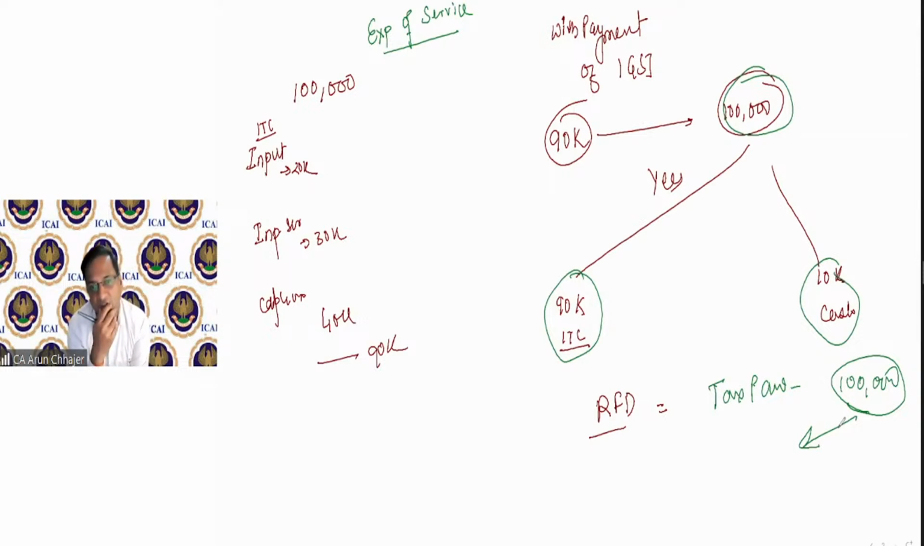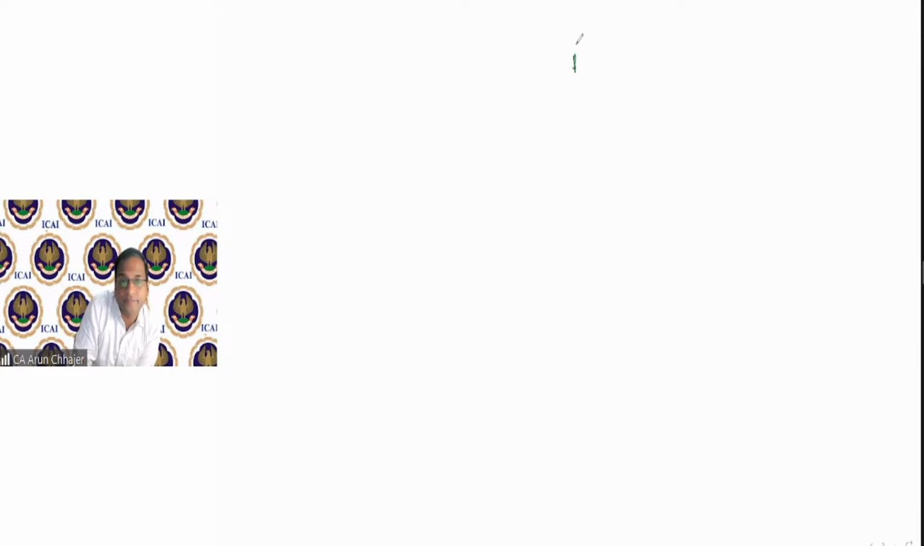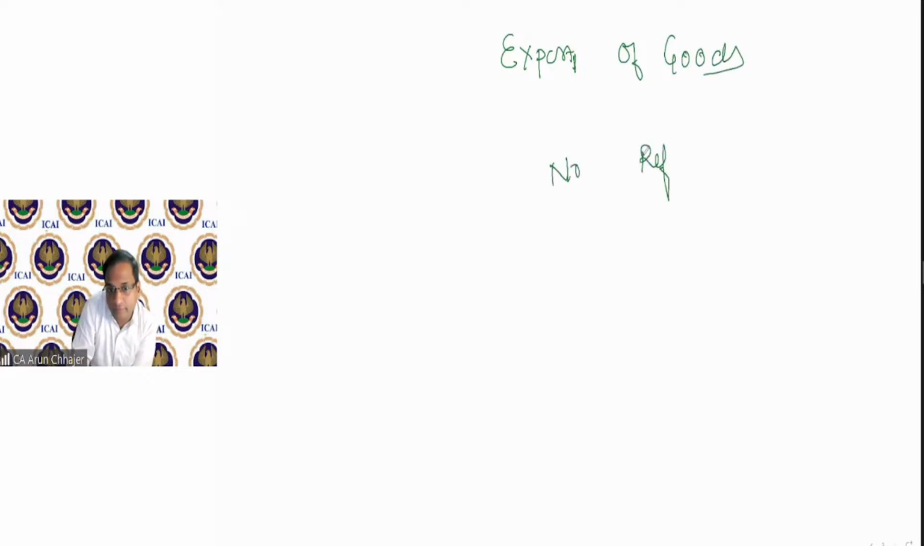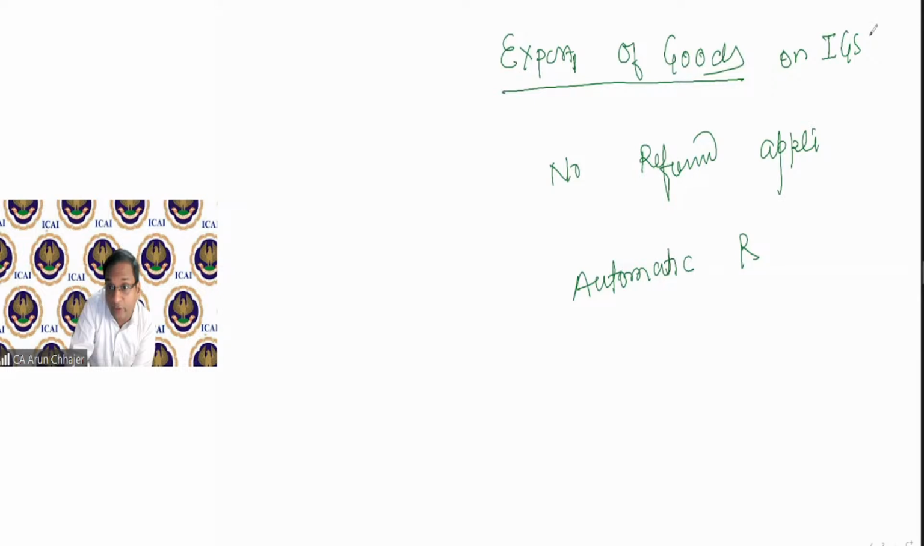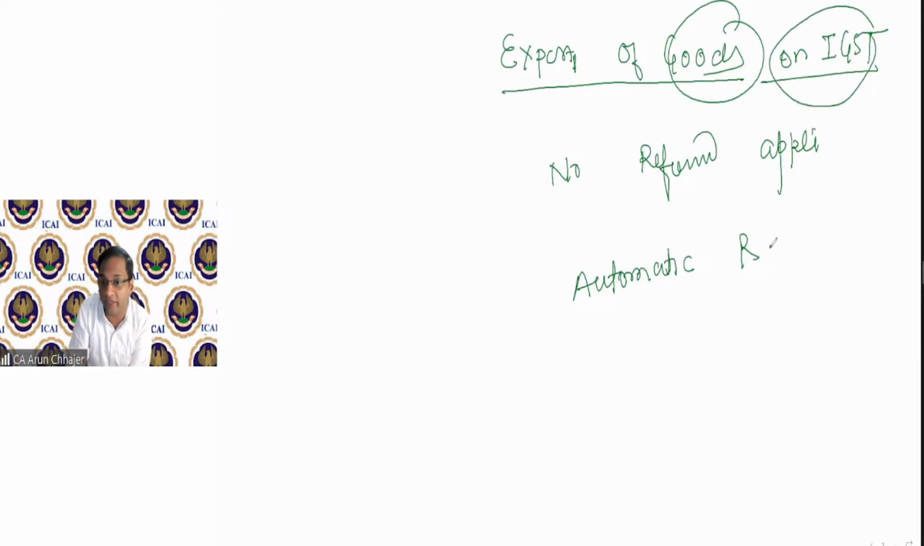This part is clear, correct? Then second is, if it is export of goods, it says that there is no refund application. It means it is automatic route. Which route is automatic? Export of goods on IGST. Only goods with IGST is automatic route.